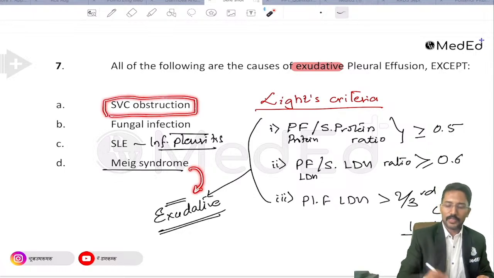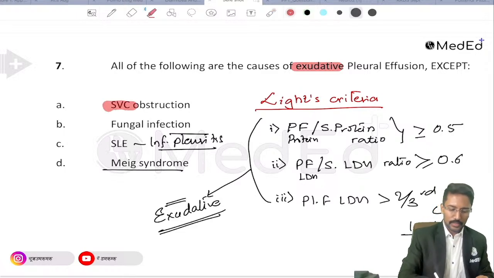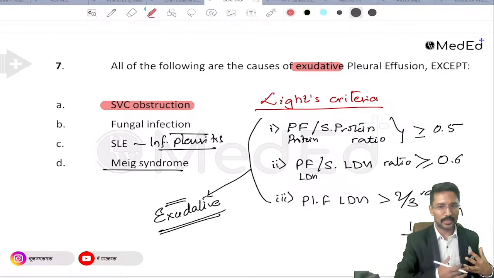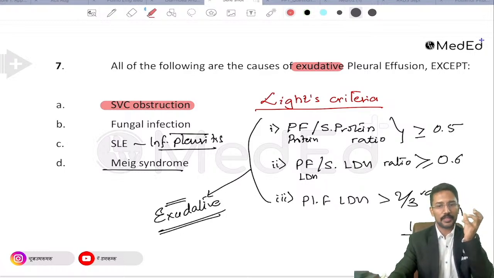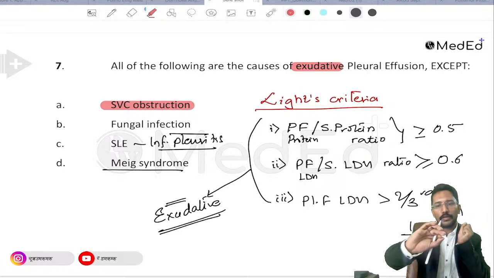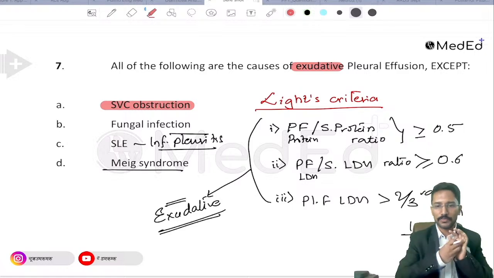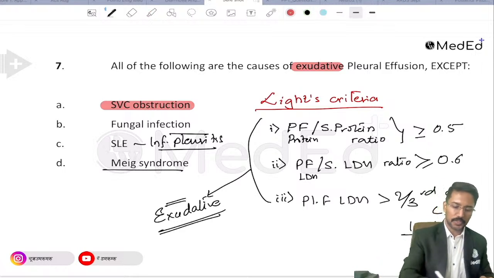Why does effusion occur in SVC obstruction? In SVC obstruction, the superior vena cava is obstructed, right? So the blood is getting diverted into other thoracic veins, and the hydrostatic pressure in the veins is increasing. When the pressure increases, it draws fluid out of the venous system into the pleural space, but not with a lot of proteins. It's plain water that is mostly getting drawn out. So SVC obstruction will lead to transudative effusion.